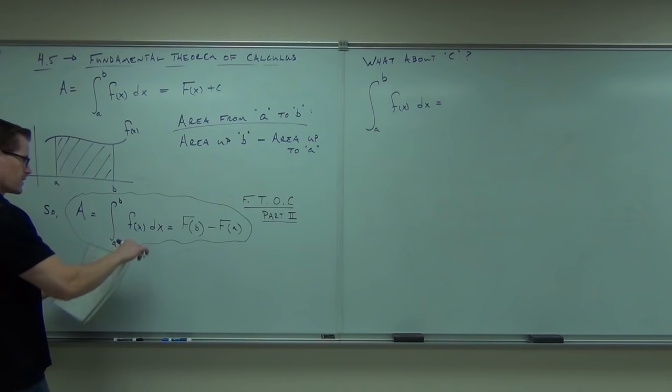So we're going to get 25 halves minus 1 half. How much is that? 12. Yeah, 24 halves is 12. Is that quicker than a Riemann sum? All the stuff you can do with left endpoints? Yeah. What is 12? Area. Exactly right. Area under that curve, which is just a diagonal line, from 1 to 5.